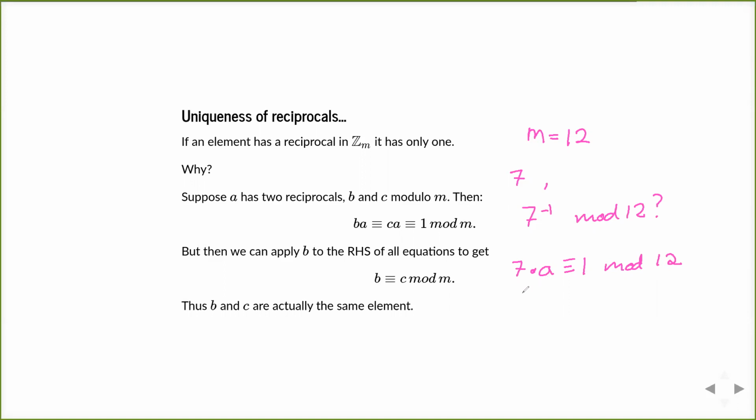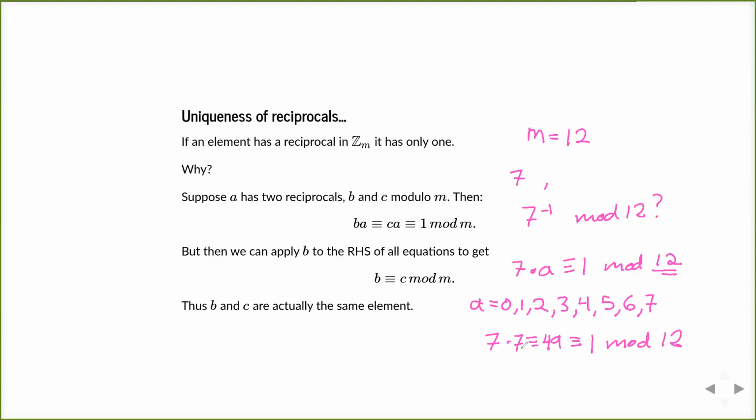I could just start trying things. I could try a equals 0, that obviously doesn't work. 1 obviously doesn't work. 2, 7 times 2 is 14, which is 2, so that doesn't work. 3, 7 times 3 is 21, which doesn't work. 7 times 4 is 28, which doesn't work. 7 times 5 is 35, which doesn't work. 7 times 6 is 42, which doesn't work. 7 times 7 is 49, which actually does work, right? 7 times 7 is 49. 12 goes evenly into 48, so that means the remainder is 1 mod 12.